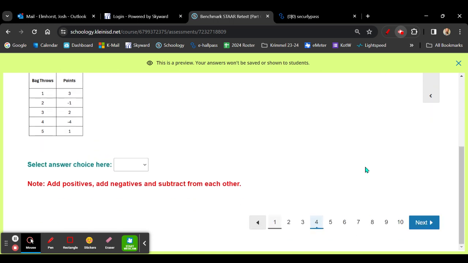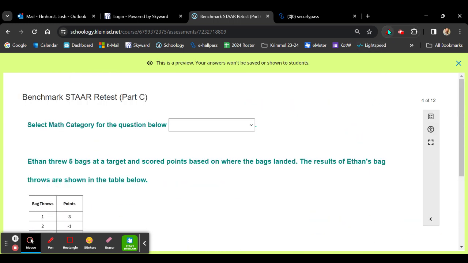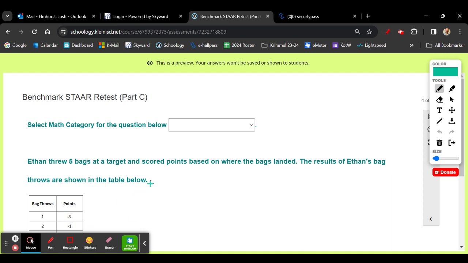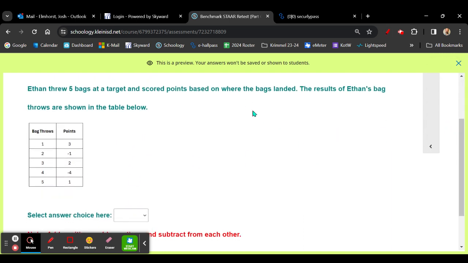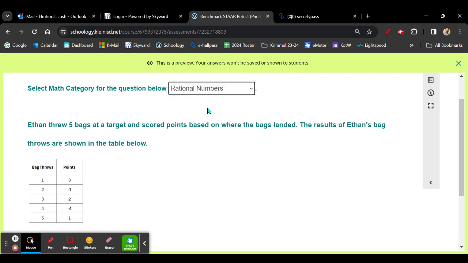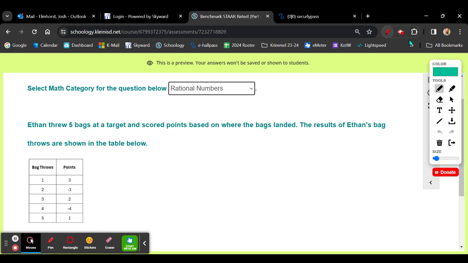We're looking at question number 4 and looking for the total number of points. So these are integers, positives and negatives are integers. That's going to be part of rational numbers. And then we take a look at your positives. So we're going to add up the positives. 3 plus 2 plus 1 is going to equal 6 total positives. And then we got our negatives. You can add your negatives, and that's going to be 5 negatives. And then go ahead and combine those.